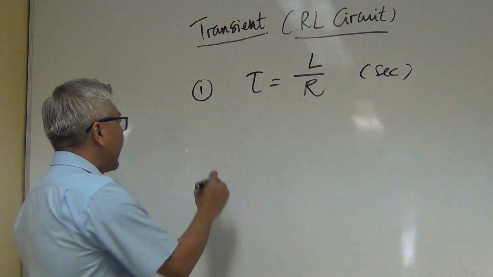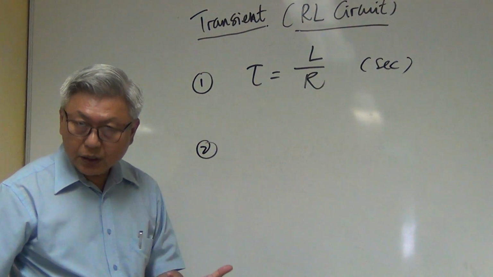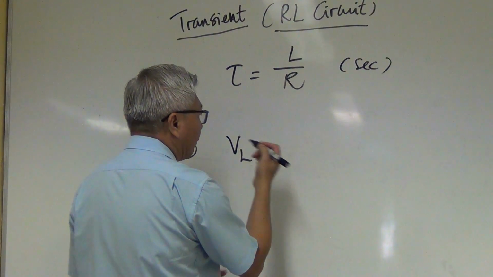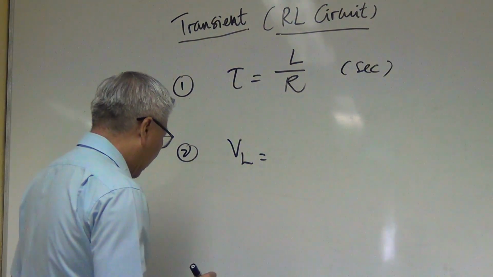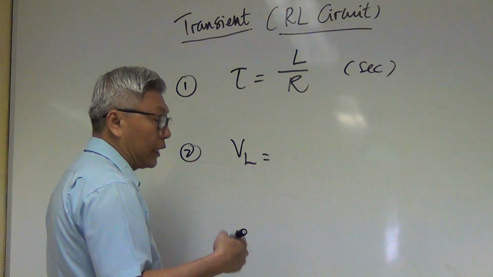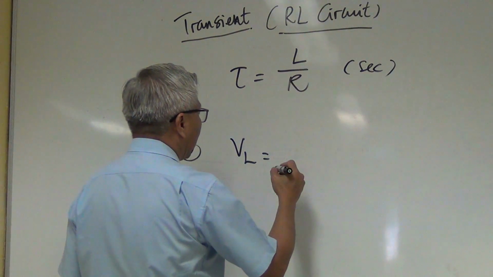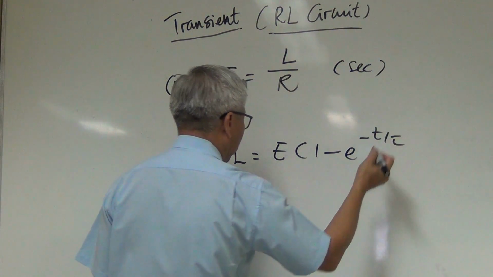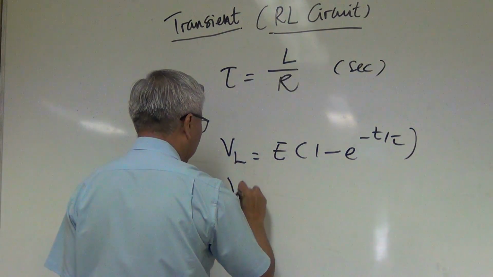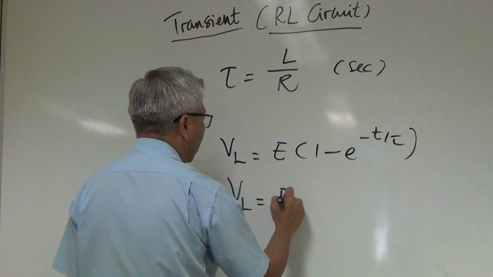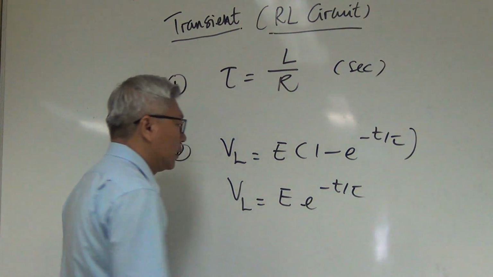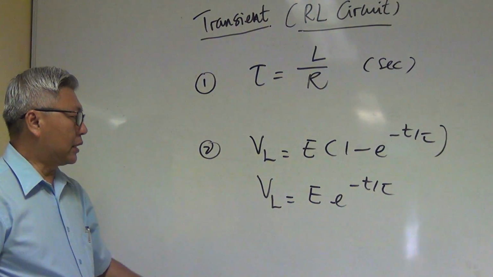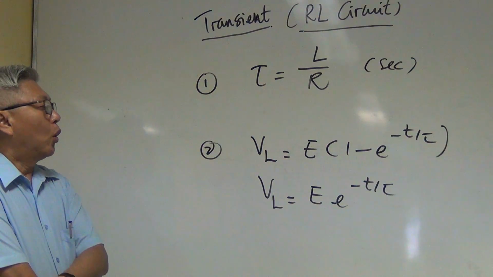Secondly, anything that is increasing is with a bracket, decreasing is without a bracket. So for example, if I say VL is an increasing function, you would say it is E to the power of 1 minus E to the minus T over time constant, right? And if I say it's a decreasing function, then you say E to the minus T over time constant, right? Anything increasing or decreasing, increasing is with a bracket, decreasing is without a bracket.